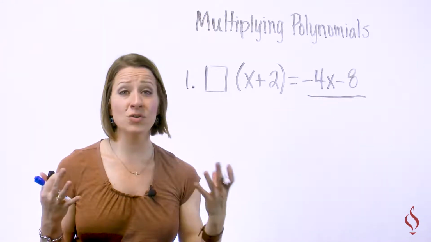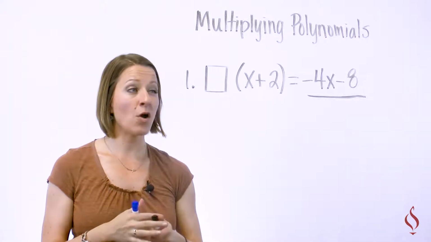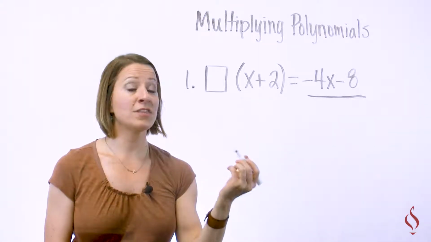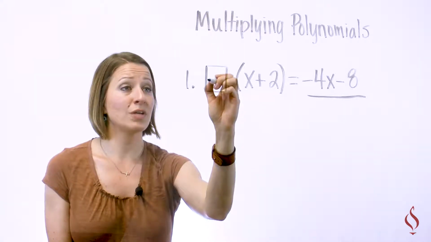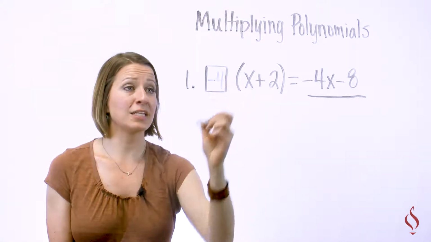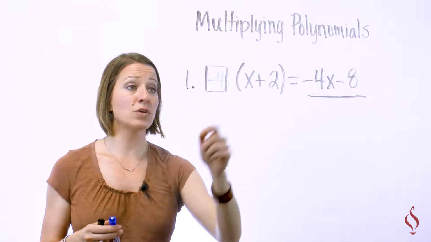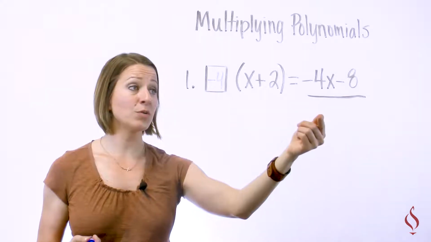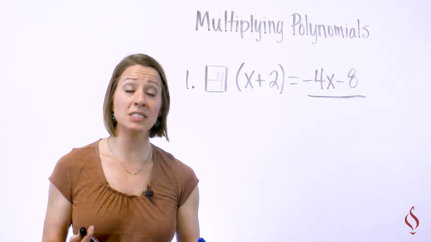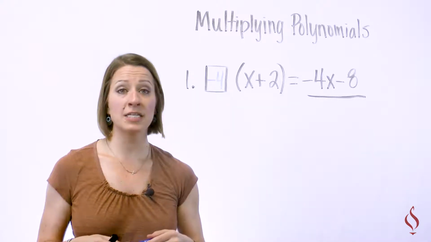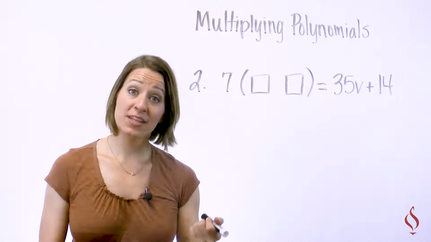It's kind of like a Sudoku puzzle. We're kind of stretching your brain a little bit, but hopefully you can see that the number here would just be a negative 4. So when you check this, negative 4 times x would produce the negative 4x, and then negative 4 times positive 2 would produce the negative 8. Okay, so that wasn't so bad.